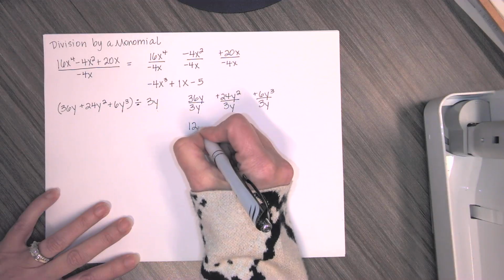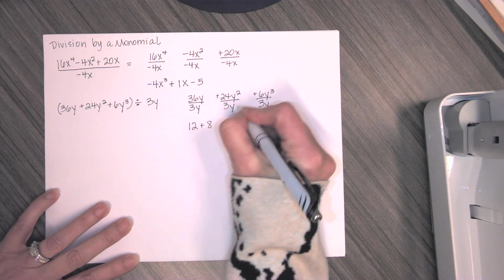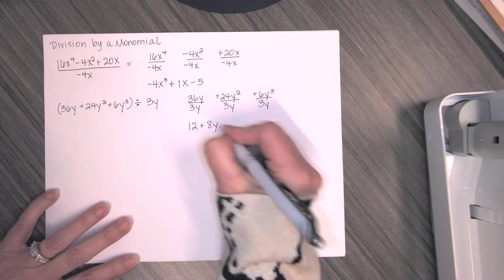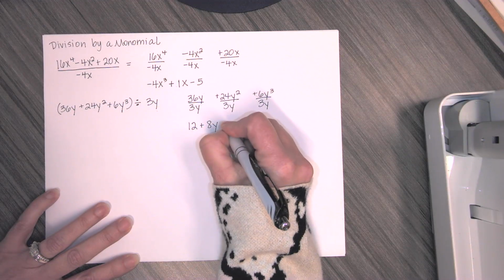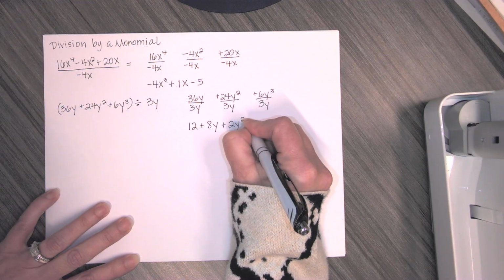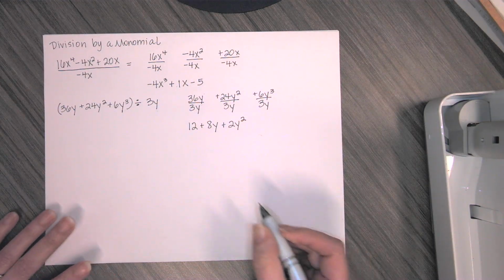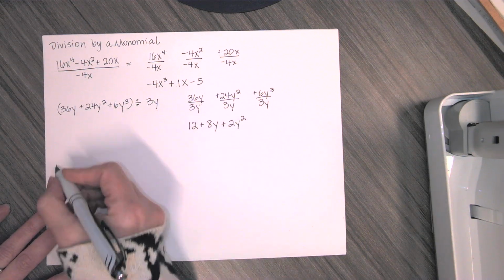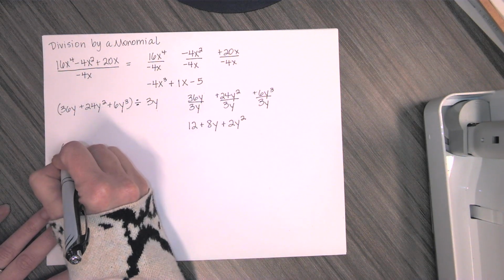Here, 24 divided by 3 is positive 8. Subtract your exponents here. 2 minus 1 is 1. 6 divided by 3 is positive 2. Subtract your exponents and you get plus 2y squared. So this is your final answer. All right, let's try another one.